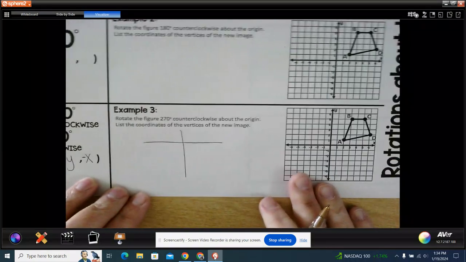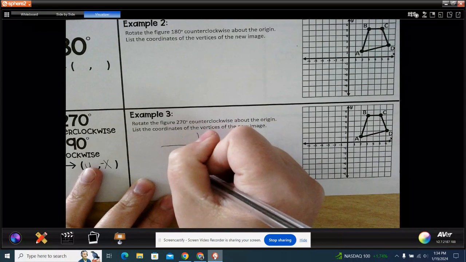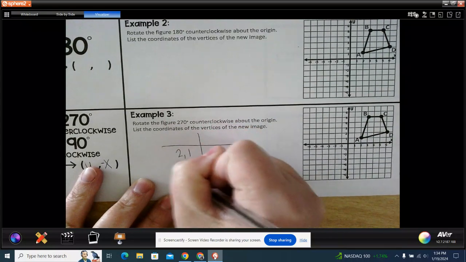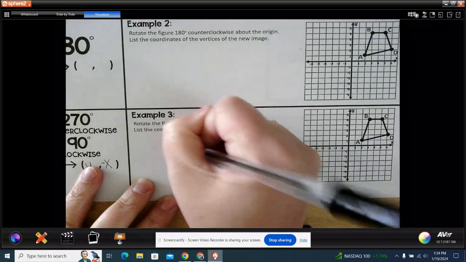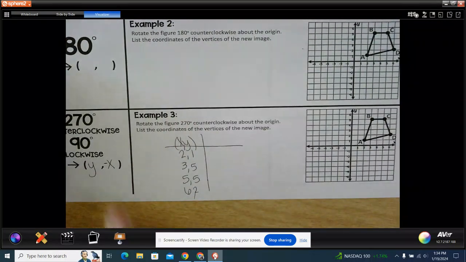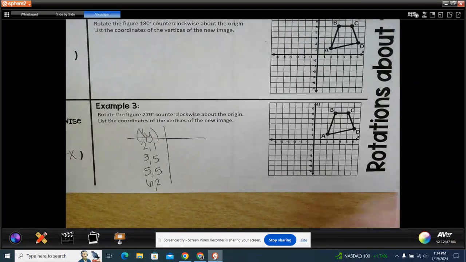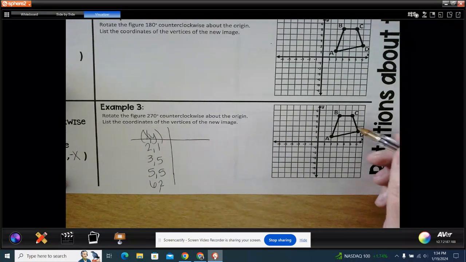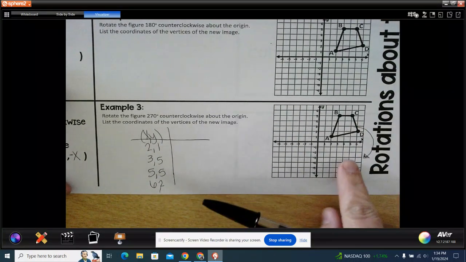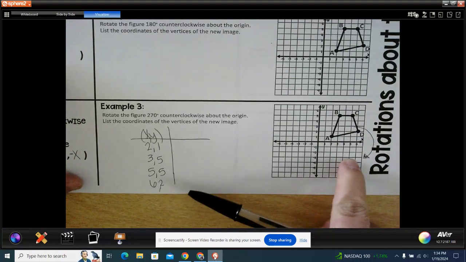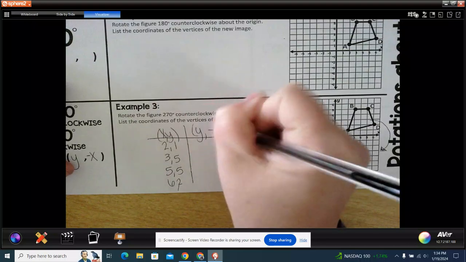So for my shape, A is at 2, 1, B is at 3, 5, C is at 5, 5, and then D is at 6, 2. So we are going to rotate my new image 90 degrees clockwise. When we move 90 degrees clockwise, we're moving it over one quadrant. So we're going to go into the quadrant that is right below. This is quadrant 4. So we have to switch the points and then change the x to be negative.